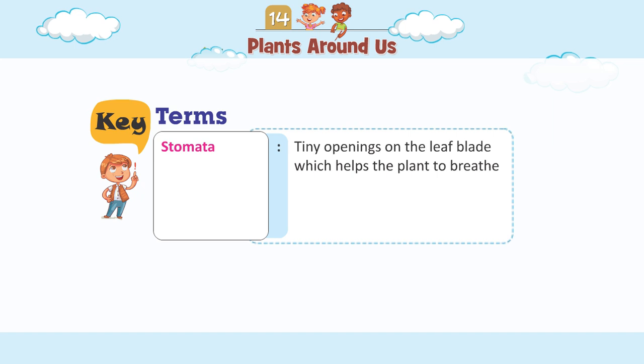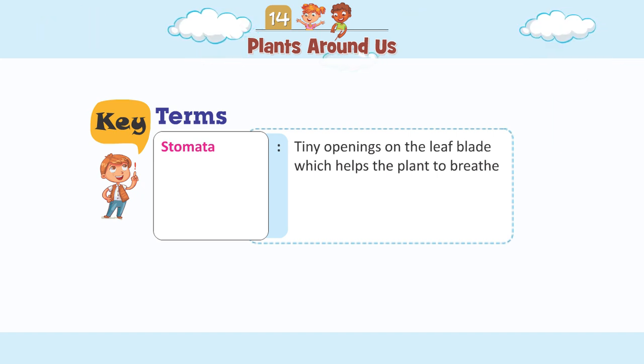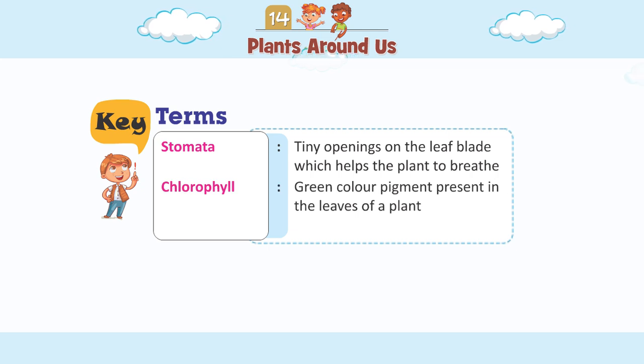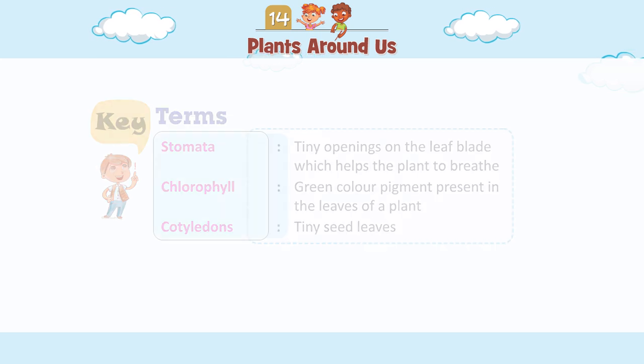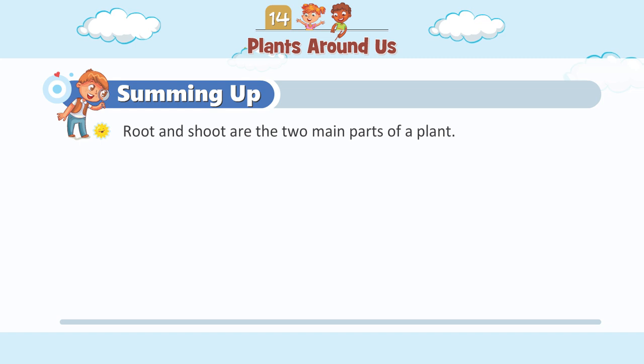Key terms. Stomata, tiny openings on the leaf blade which help the plant to breathe. Chlorophyll, green color pigment present in the leaves of a plant. Cotyledons, tiny seed leaves. Summing up.